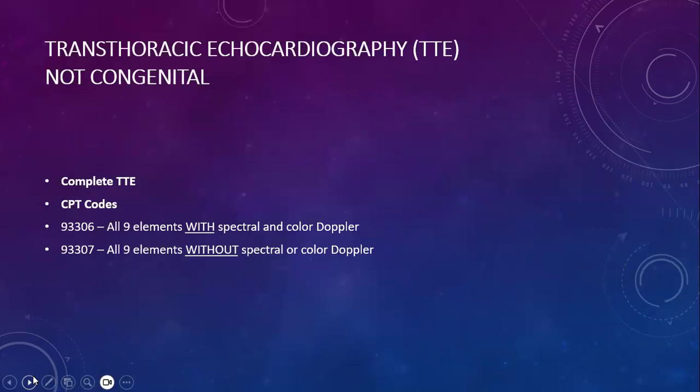So, first, we're going to go over transthoracic echocardiography or TTE. This is for non congenital conditions. The two main codes that we have for non congenital complete TTE procedures are 93306, which is when all of the required 9 elements are documented with spectral and color Doppler. 93307 is when all 9 elements are documented without spectral or color Doppler.